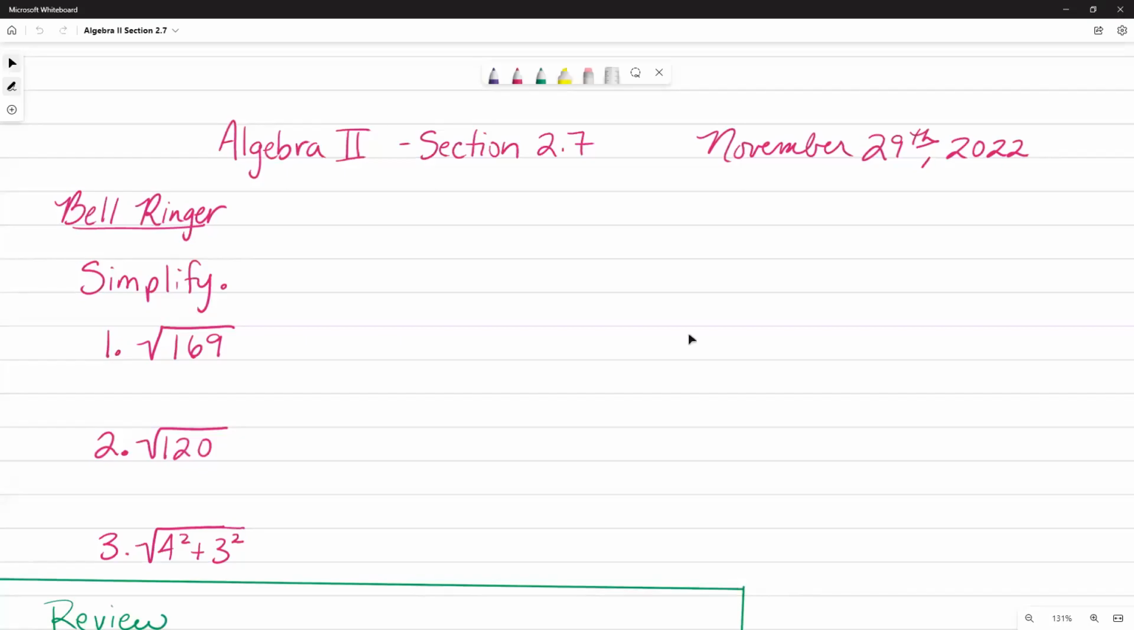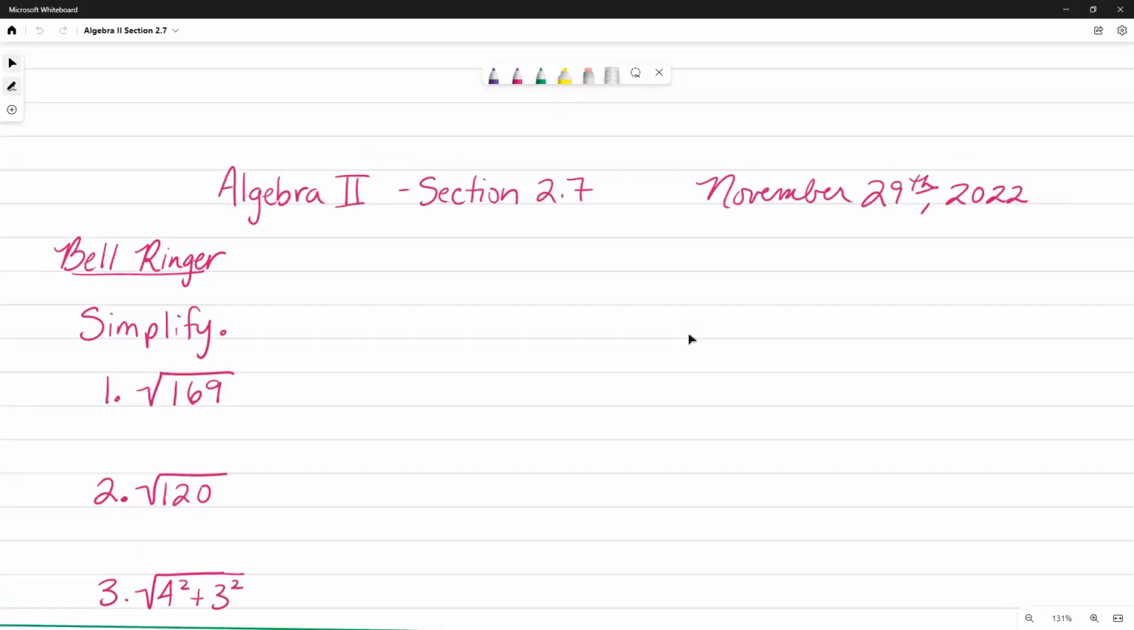All right, so to start off with our bell ringer, we have radicals, specifically square roots. So you may know what the square root of 169 is. It's not half. Remember, that's half, something times 2 or divided by 2. Square root is you're thinking about something times itself.